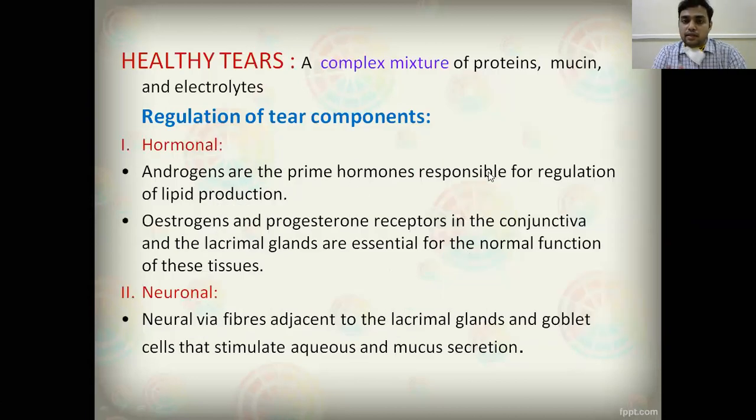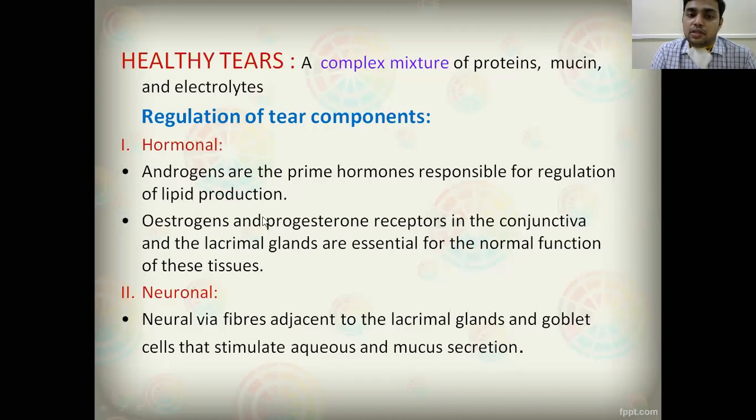So what are healthy tears? Healthy tears are a complex mixture of proteins, mucin and electrolytes. So how is the regulation of healthy tears maintained? It is because of two roles, the hormonal role as well as the neuronal role. In the hormonal role, mainly the androgens are the prime hormones responsible for the regulation of lipid production. So normal levels of androgens in the body are important for the production of healthy tears.